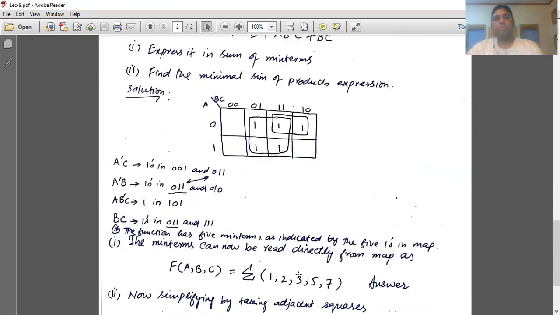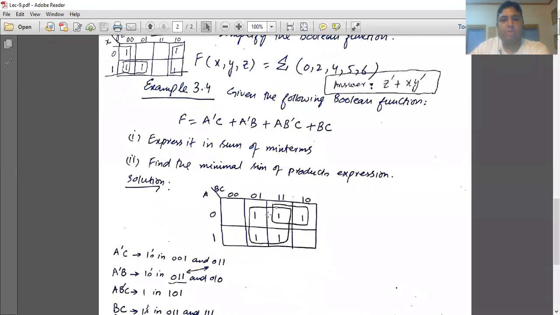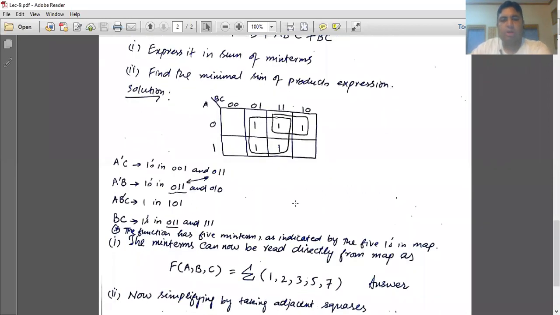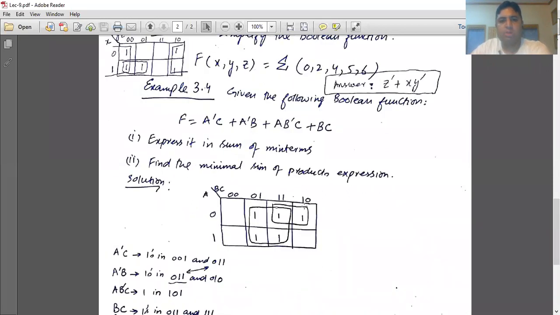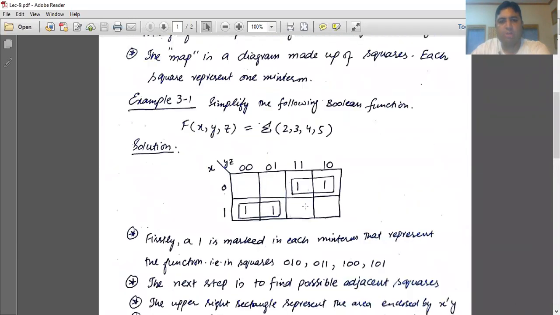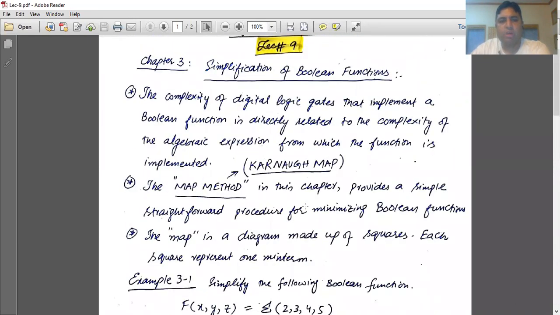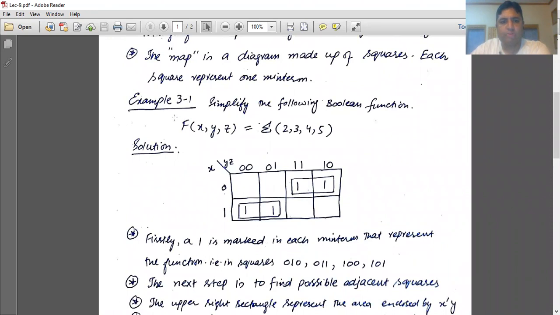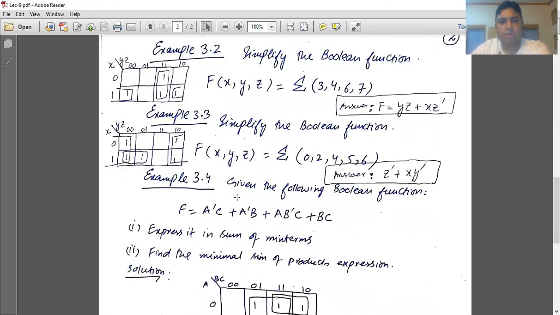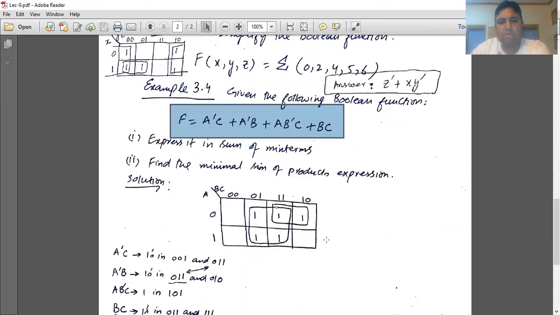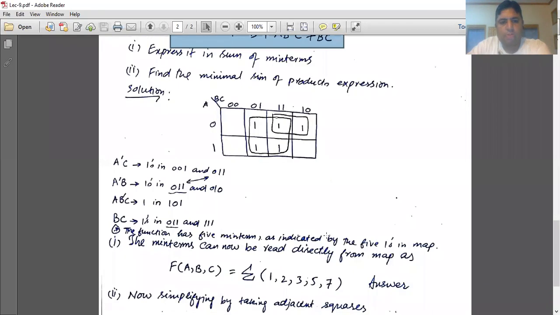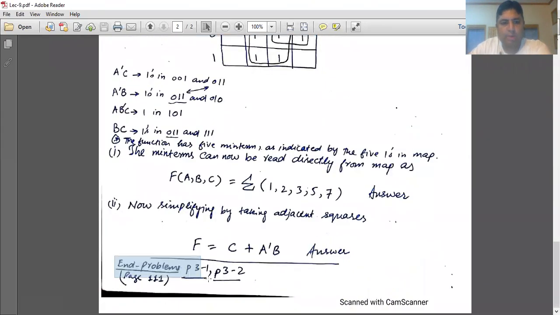So this was your example 3.4. Now in this lecture we have done the simplification process of three variable functions, and a function can be given in two forms. The first form is the sigma form, or sum of minterms form, and the second form can be the algebraic form in terms of XYZ or ABC form. Okay, so now you can do the end problems, problem 3.1 and problem 3.2.